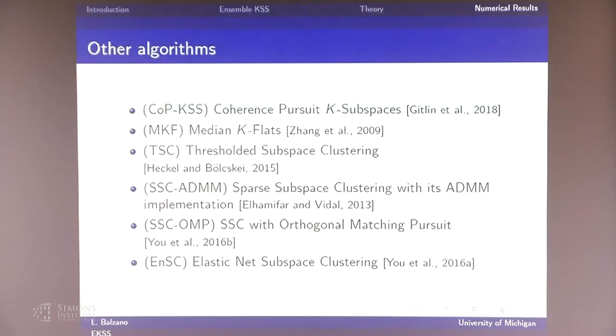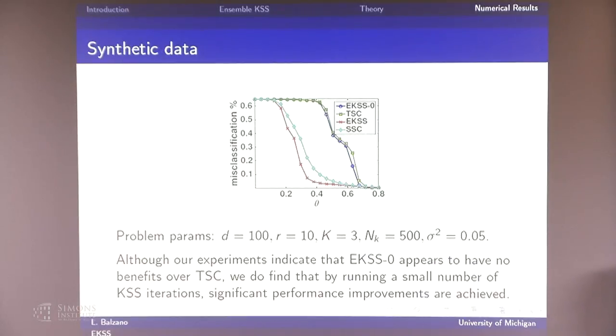Okay, so these are other algorithms. If anyone's interested in them, I won't talk about them today since I'm out of time. SSC, or sparse subspace clustering, is one of the strongest ones in terms of both theory and practice so far. And we see that EKSS beats it pretty regularly. Here, in terms of the angle between subspaces, EKSS can improve over SSC in terms of error. I just want to point out that EKSS0 only behaves as well as thresholded subspace clustering. It makes sense because it just uses inner products. So really, doing this alternating stuff is helping a lot. But we still can't prove anything about that.